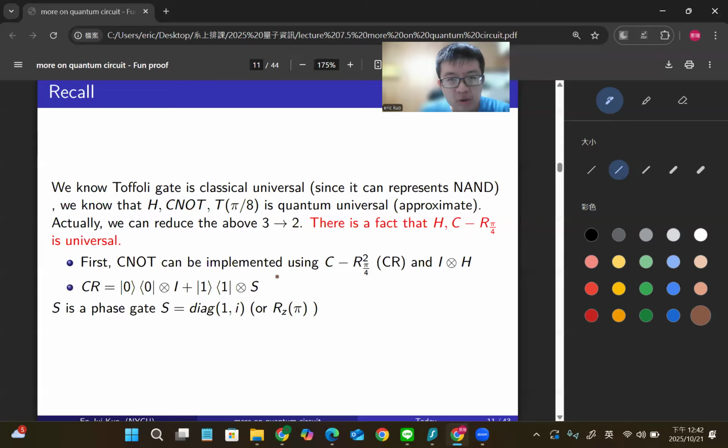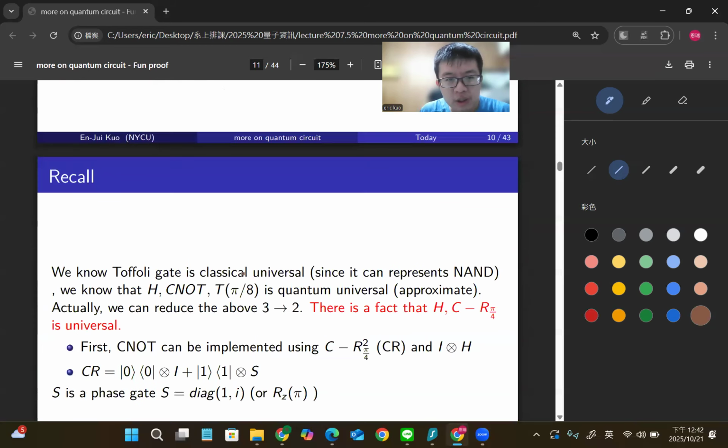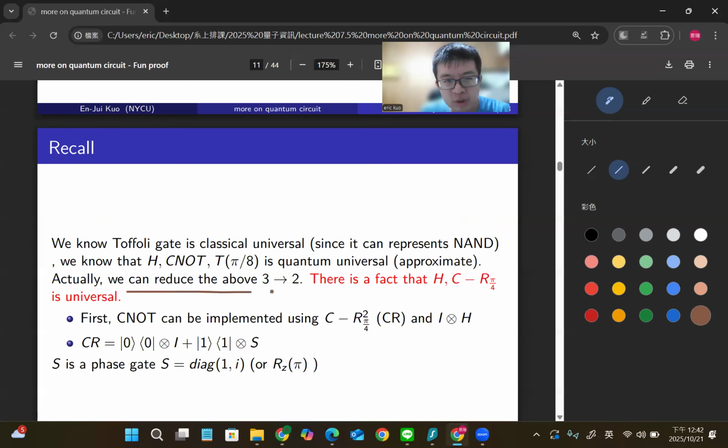We know that these three are approximately universal, see the previous lecture, and so we now reduce three gates to two gates. So we want to combine the C-NOT and T, pi over 8. This is the gate that I want to use. It's basically Hadamard gates, so Hadamard is preserved, and the C-NOT and T pi over 8 I combine into the so-called control phase gate.